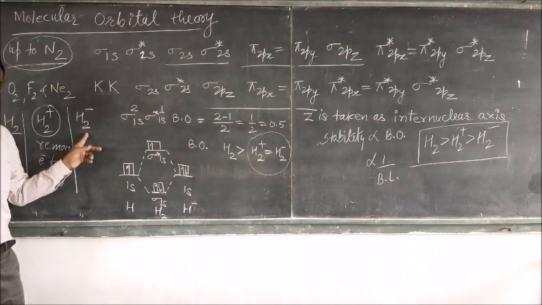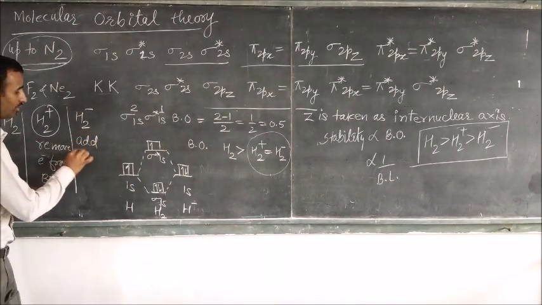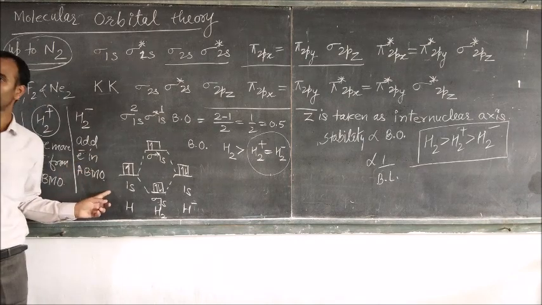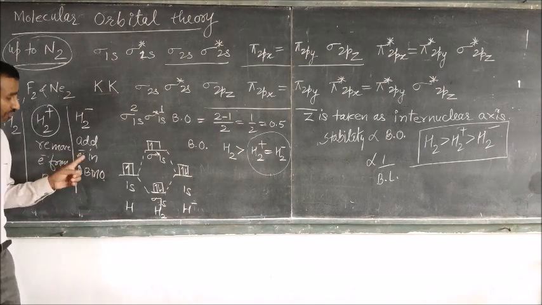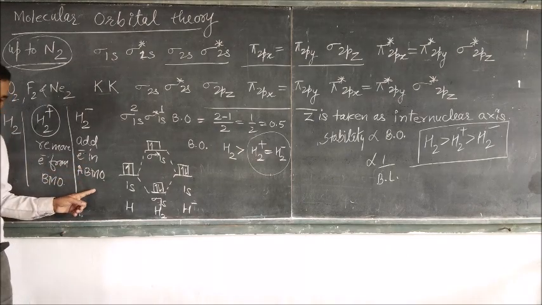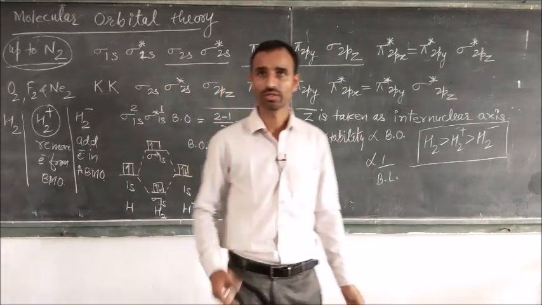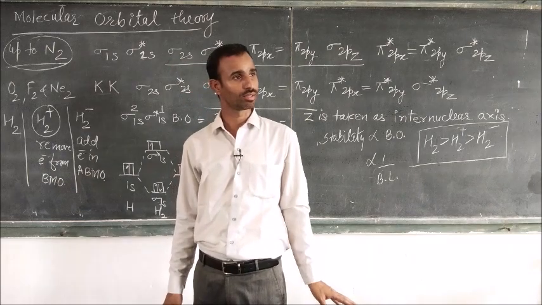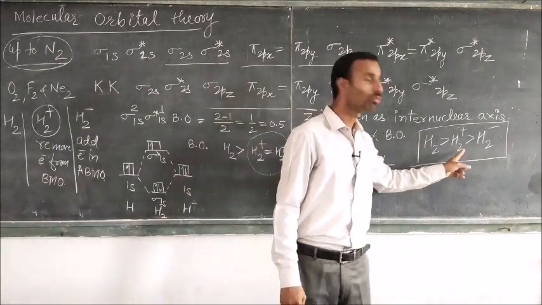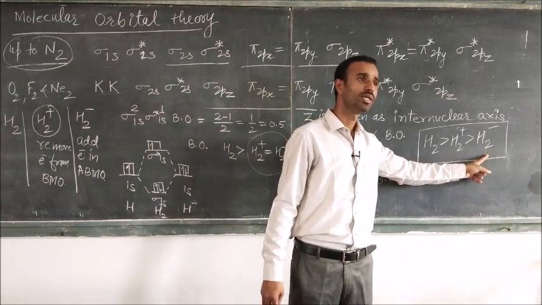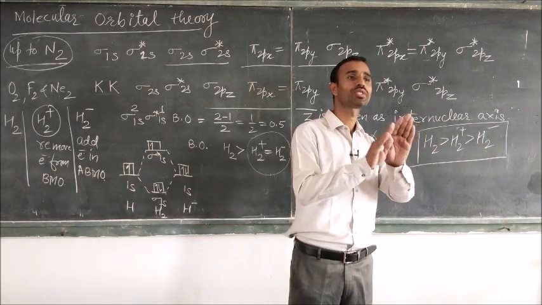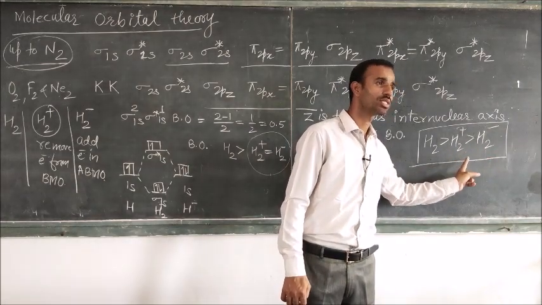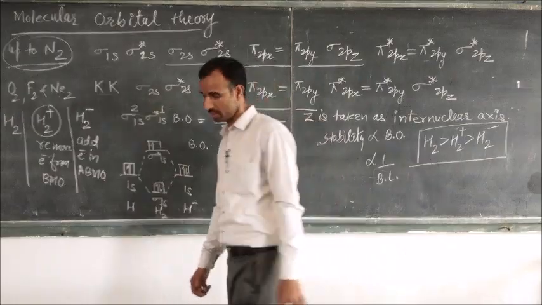H2 minus's stability decreases because we add an electron in the anti-bonding molecular orbital. So when we add an electron in anti-bonding, the decrease in stability is more than when we remove an electron from bonding. That's why H2 plus is more stable than H2 minus, though they have the same bond order.